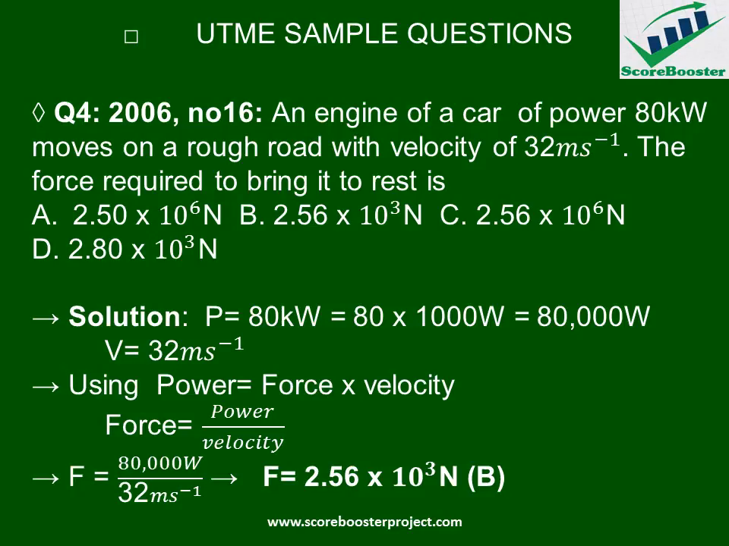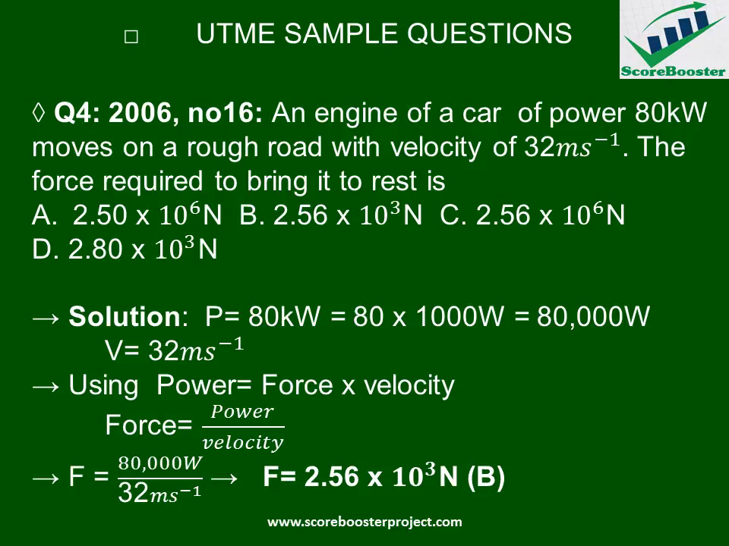Now, question 4 comes from 2006, number 14, and the question goes thus: an engine of a car of power 80 kilowatts moves on a rough road with a velocity of 32 meters per second. The force required to bring it to a rest is dash. Option A is 2.50 times 10 raised to power 6 Newton. Option B is 2.56 times 10 raised to power 3 Newton. Option C is 2.56 times 10 raised to power 6 Newton. Option D is 2.8 times 10 raised to power 3 Newton.